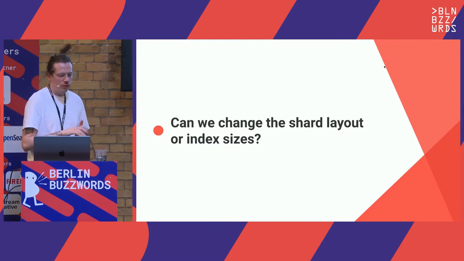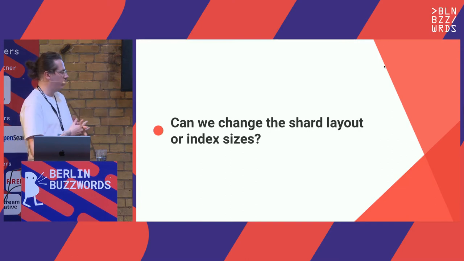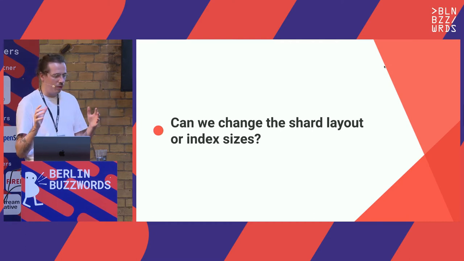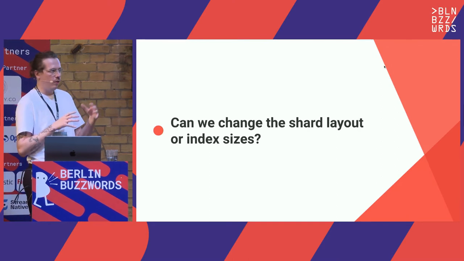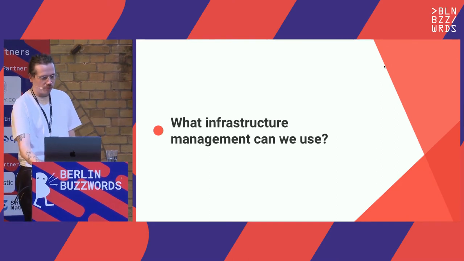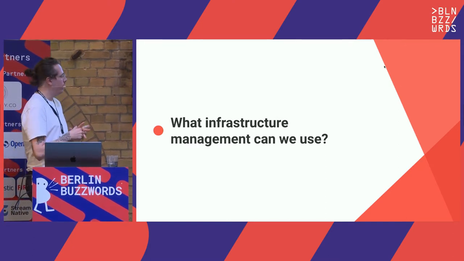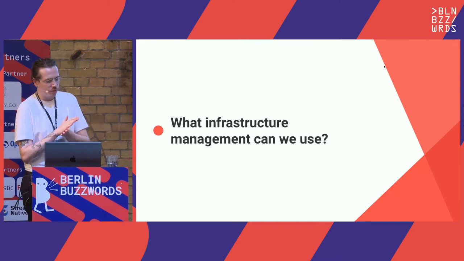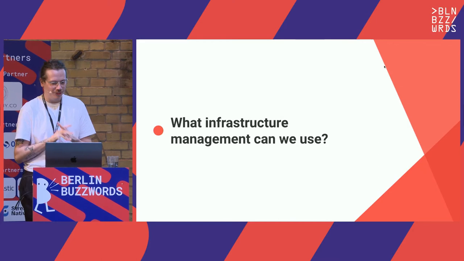Was there anything we could do with the shard layout or the index sizes that we use that could help improve things for this project? But prior to this, we had done tests of different permutations when we were building out quick search and found the layout and the number of shards that we have is the most optimal for us. And what kind of infrastructure management could we use? In the past, we had tried using Puppet in AWS, but it didn't really give us positive results, and so we didn't really want to do that.